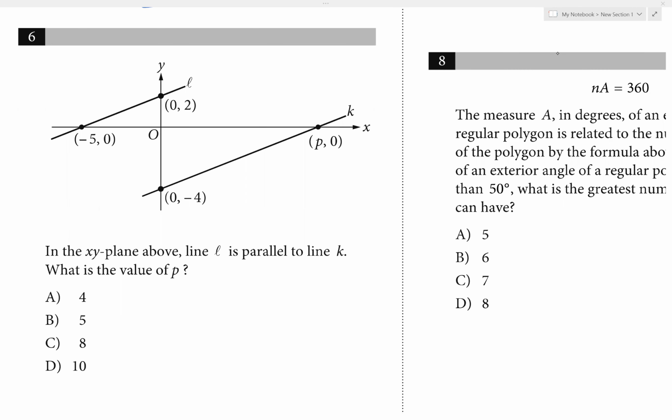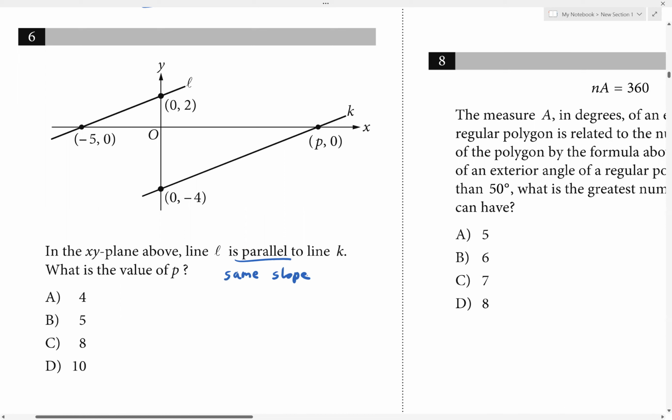All right, question 6. In the xy plane above, line L is parallel to line K. What is the value of P? Okay, so we have these two lines, they are parallel. So for parallel lines, we know they should have the same slope. Parallel lines always have the same slope.